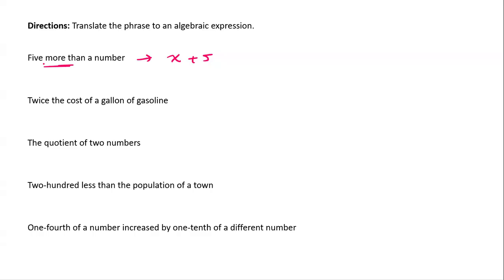All right, the second one here, twice the cost of a gallon of gasoline. So that's just going to be what? Twice means double the cost of a gallon of gasoline. Well, I don't know what that is, so that's just going to be represented as G. So twice the cost of a gallon of gasoline, and I have 2 here. So the answer here will just be 2G.